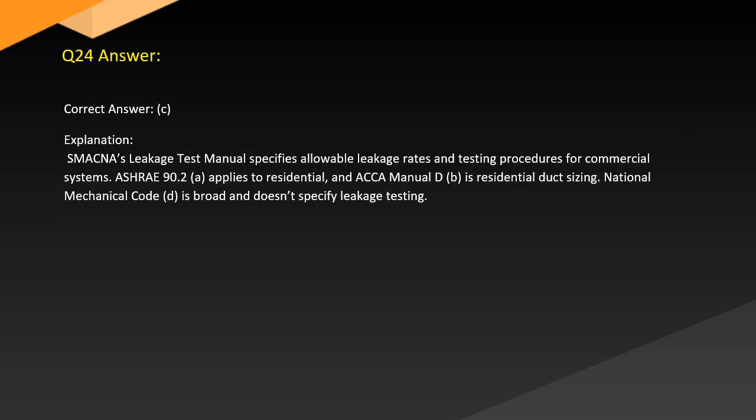Answer. Correct answer: C. Explanation. SMACNA's leakage test manual specifies allowable leakage rates and testing procedures for commercial systems. ASHRAE 90.2 applies to residential, and ACCA Manual D is residential duct sizing. The National Mechanical Code is broad and doesn't specify leakage testing.